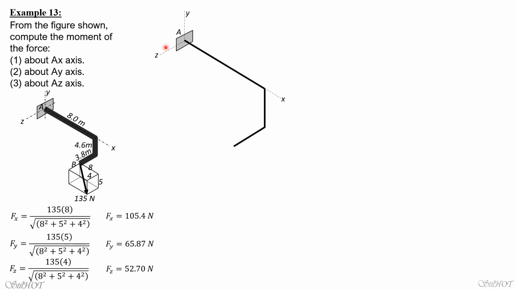Then let's modify the figure. Let's magnify the figure, then apply the components of force. These are the distances. So Fx is 105.4, Fy is downward 65.87, and Fz is 52.7 forward. Position your right thumb towards the positive x-axis, then curl your four fingers. The positive moment should be in that direction.